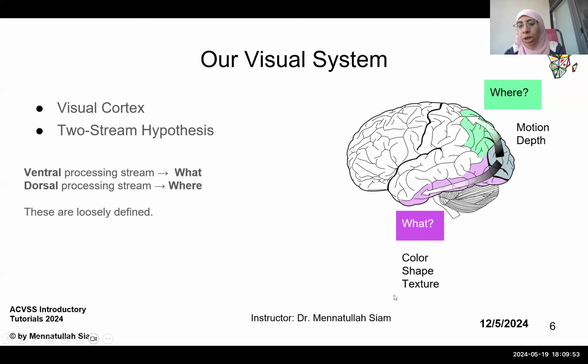The what is more the color, shape, texture, identifying objects. The where is more on the motion, identifying any moving objects, or depth. It's not exactly like that, and it's much deeper than that, but this is just loosely defined. And some people find it interesting to learn how to do neural encoding, encoding what the brain is perceiving using the deep learning models we have, in order to have a better understanding of these models.